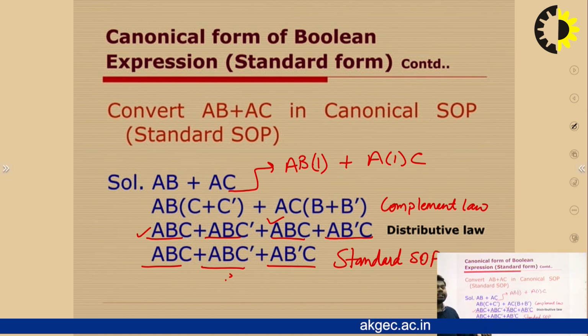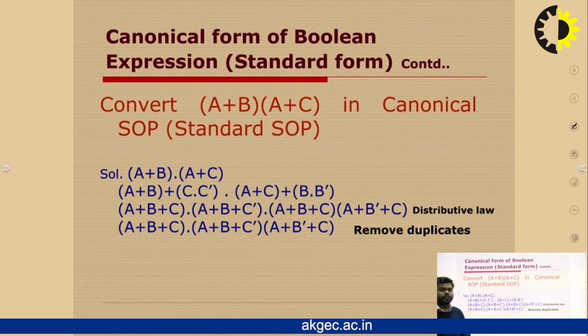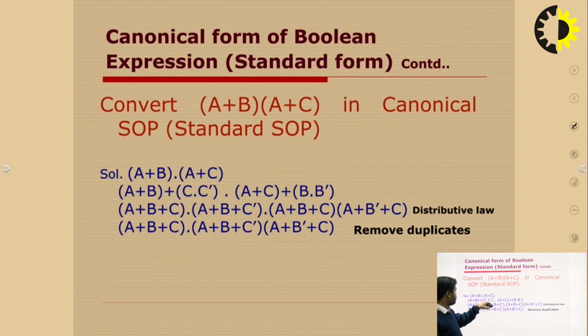Now you can change to POS also, standard POS. We are taking one more example in SOP form, converting to SOP form. So (A + B)·(A + C). Here C is missing in the first term, and here B is missing in the second. So we are including (A + B + C·C) and (A + C + B·B).